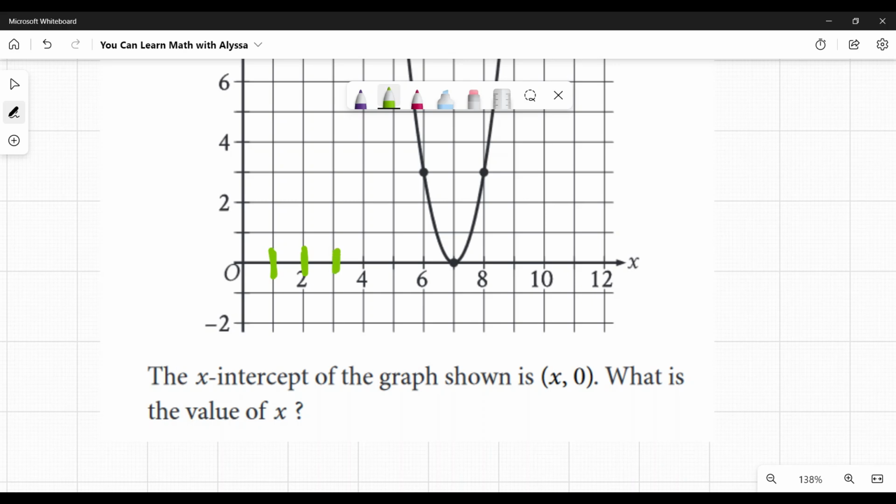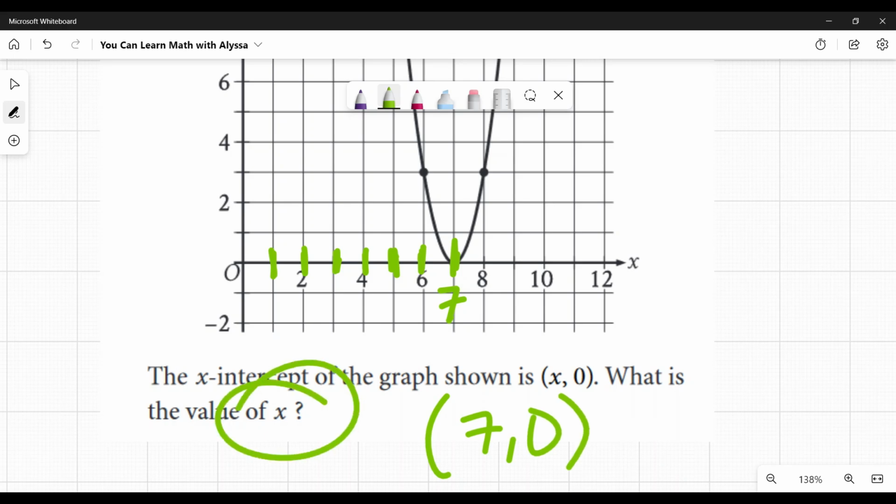1, 2, 3, 4. They're only numbering the evens, so this would be 7. That's it. At that point, x is 7. That point of interception is (7, 0). So their question of what is the value of x? The value of x is 7.